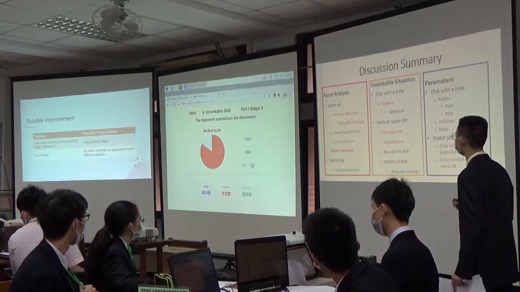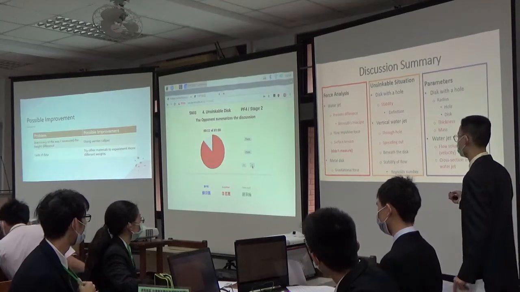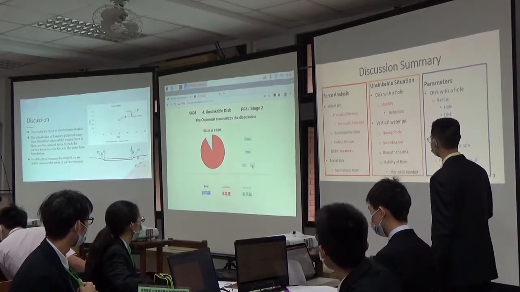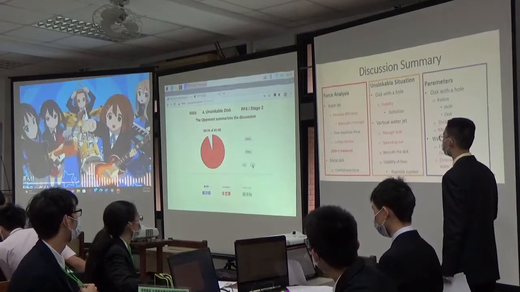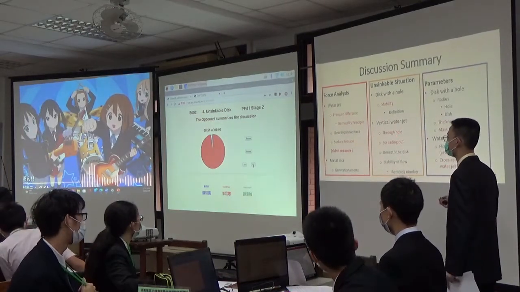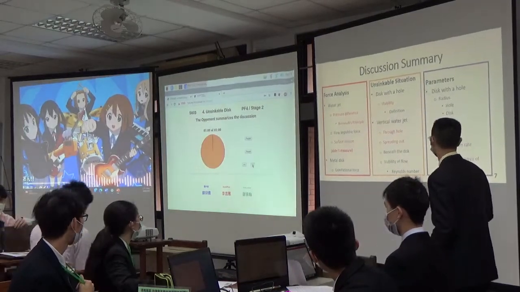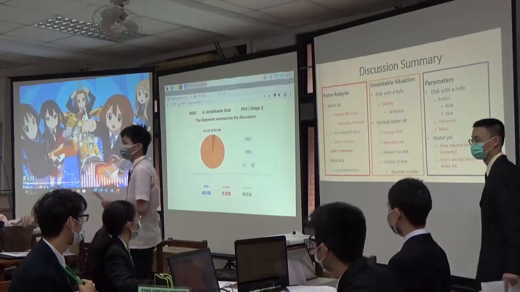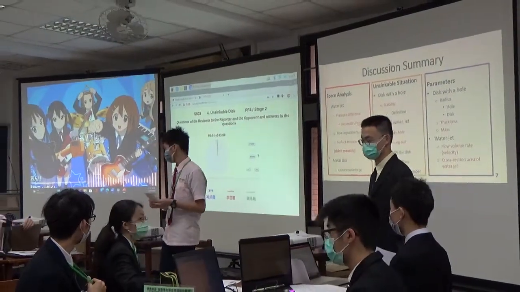About the vertical water jet, she said the water jet is smaller than the hole, so there is no spreading out. And through the hole, she said the main reason is water convection, but I think there is no water convection. Okay, time is up. Next stage, you have 2 minutes.